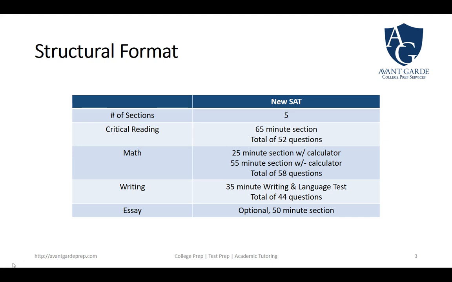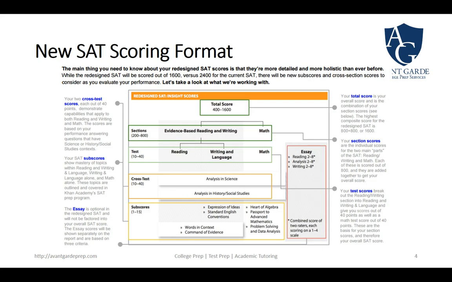The writing is a 35-minute writing and language test. It's a total of 44 questions. This is the fastest paced of the sections that we have in the SAT, but again, it's quite manageable. And then the essay is optional, as opposed to the old SAT, where the essay was always required of each student. It is now an optional test that's given as section 5 if you happen to register and sign up for it, and it gives you about double the amount of time that you once had.